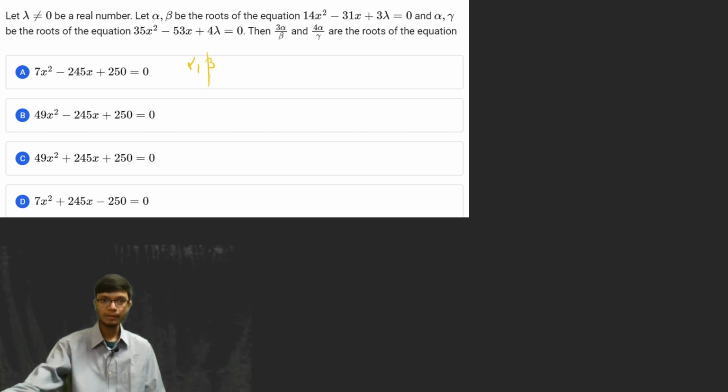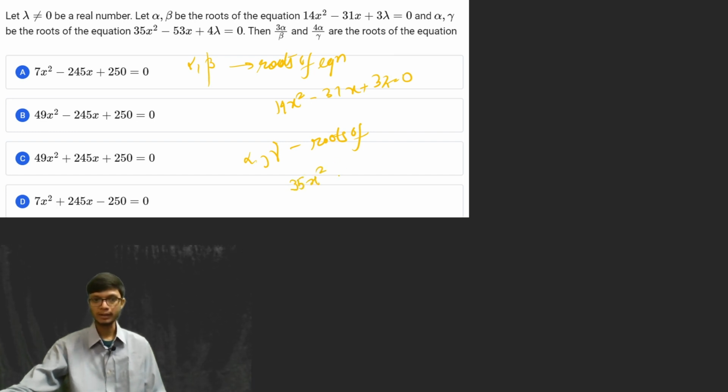alpha and beta are the roots of the equation 14x square minus 31x plus 3 lambda is equal to 0, and similarly alpha and gamma are roots of the equation minus 53x plus 4 lambda is equal to 0. This is a very important problem. These types of problems actually get repeated, that's why I am taking this particular problem.